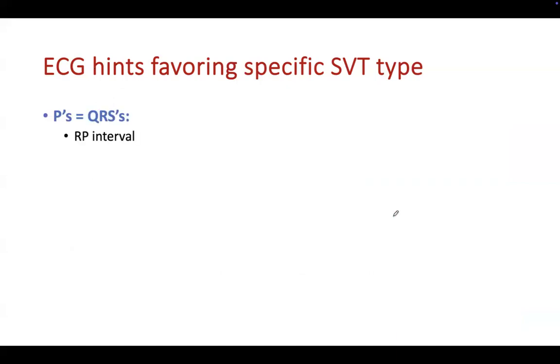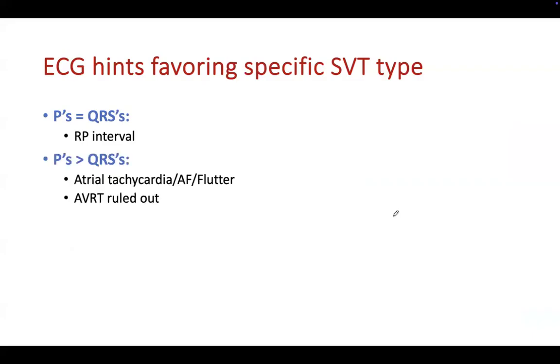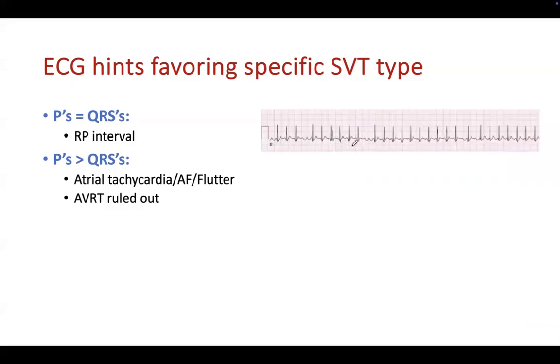And then we said if the P's are equal to the QRSs, then you study the RP interval. If the P's are more than the QRSs, then it's atrial tachycardia, atrial fibrillation, or atrial flutter, not AVRT. In AVRT, because the atrium and ventricle are in the circuit, it has to be 1-to-1. So that's an ECG example of a patient having multiple P waves for every QRS, so it's an atrial flutter case.